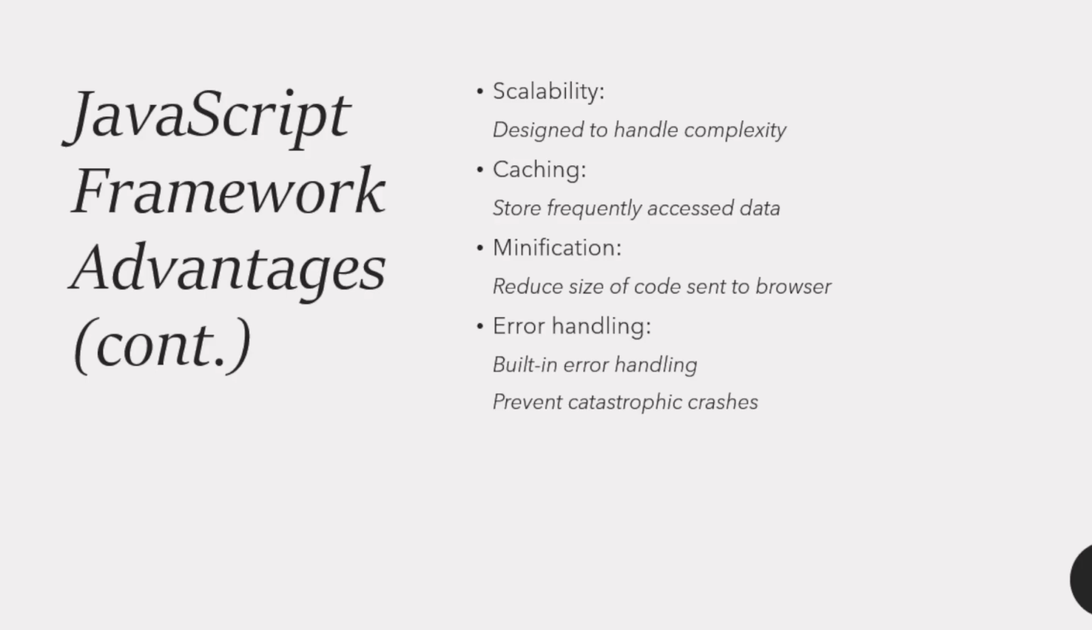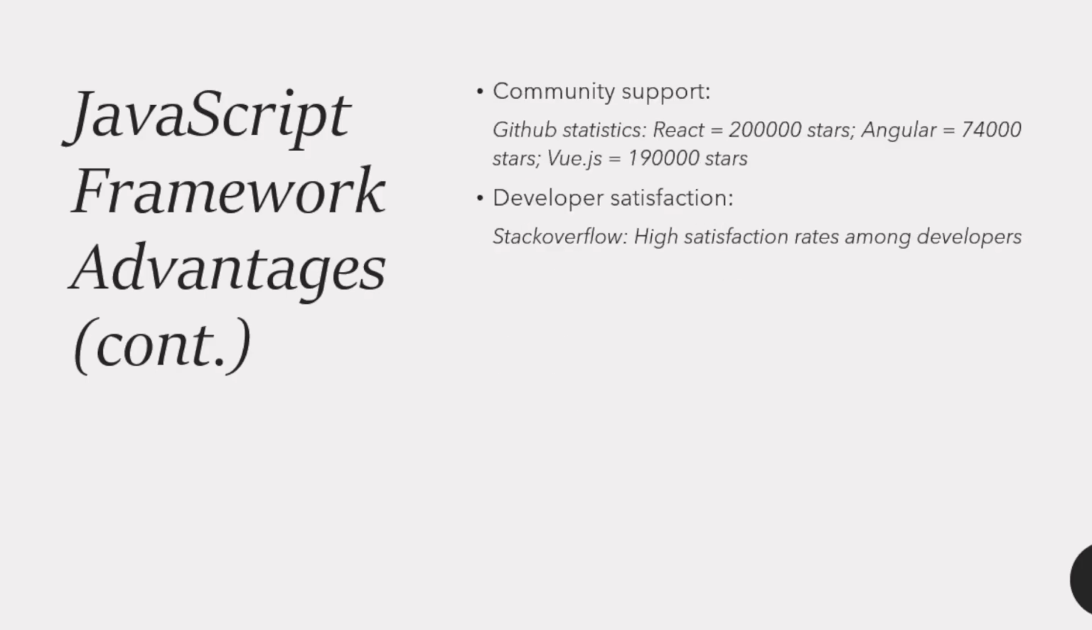Minification. Frameworks can use minification to reduce the size of the code that is sent to the browser. This improves performance by reducing the amount of time that it takes for the browser to load the code. Error handling. This one's kind of obvious, but frameworks can provide built-in error handling mechanisms. This can help to prevent errors from causing the application to crash, which improves performance, but at the same time gives your users a more seamless and safe experience, let's say.